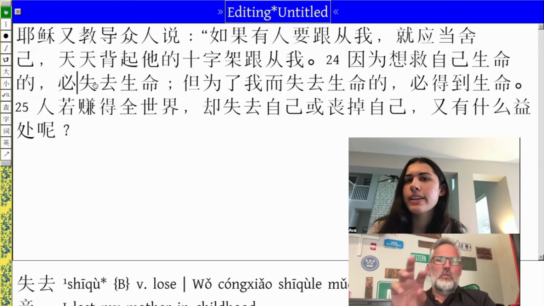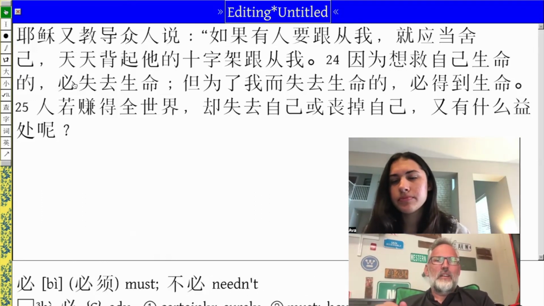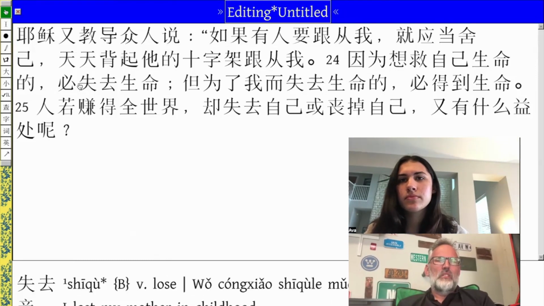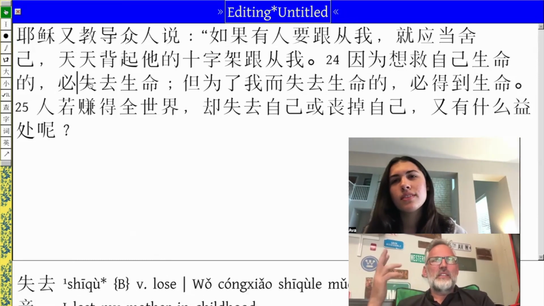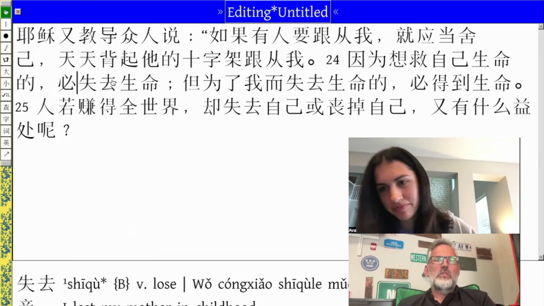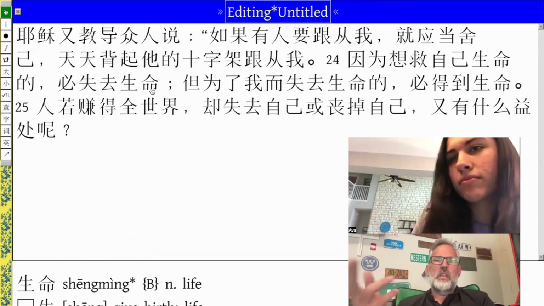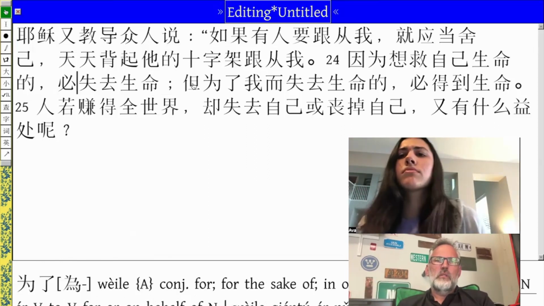So you would say lose, and then you'd be more specific. There is a 它 for it, but because 他, 她, 它 all sound the same, in written Chinese it's definitely better to write 必失去生命. So whoever wants to save their life must lose it.